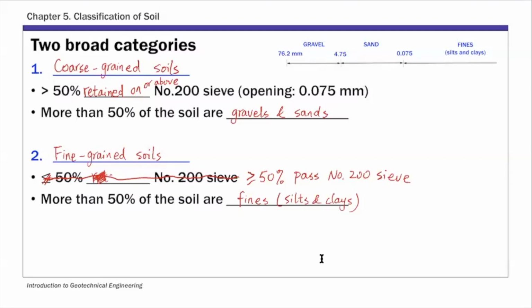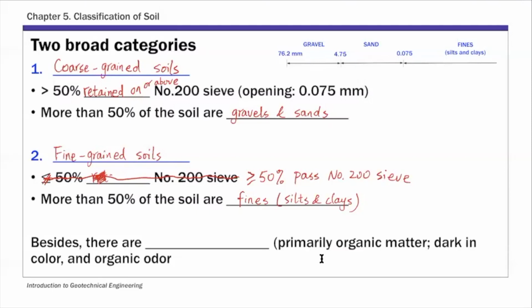There's actually another one, which is highly organic soils. Highly organic soils are characterized by being dark in color and having an organic odor. For this course, unless it's explicitly given, we're going to assume all the soils are inorganic. And that's where we're going to use particle sizes and Atterberg limits to classify soil.